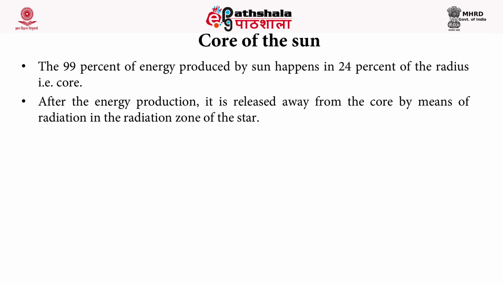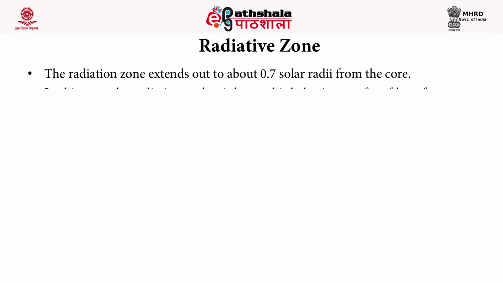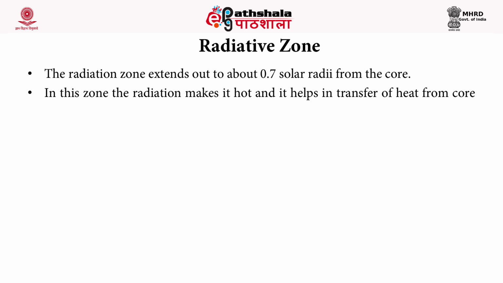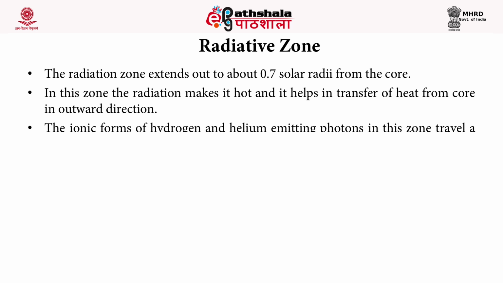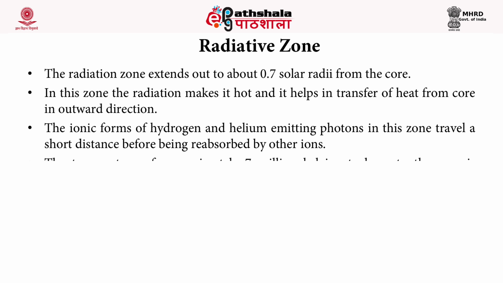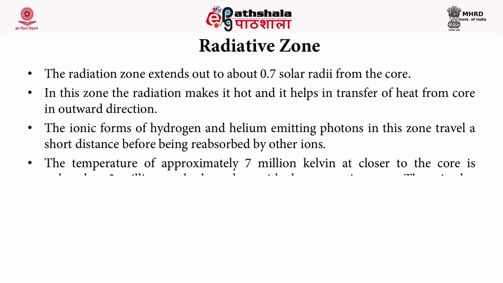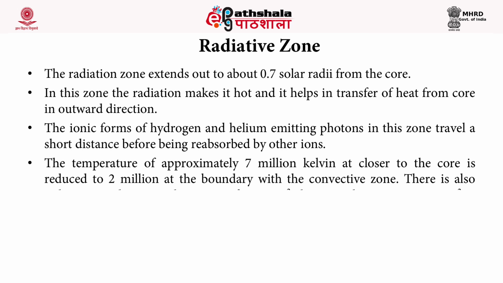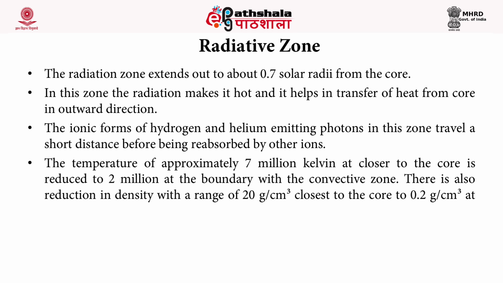Once this energy is produced, it is released away from the core by means of radiation in the radiation zone. This radiation zone extends out to about 0.7 solar radii from the core. In this zone, the radiation helps in the transfer of heat from the core in the outward direction. The ionic forms of hydrogen and helium emitting photons in the zone travel a short distance before being reabsorbed by other ions. The temperature of approximately 7 million Kelvin closer to the core is reduced to 2 million at the boundary with the convective zone.